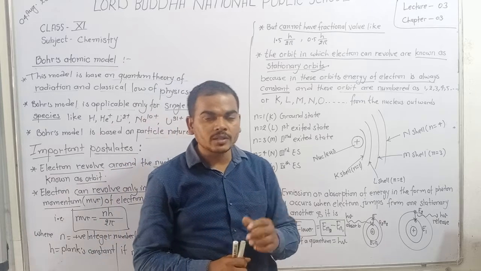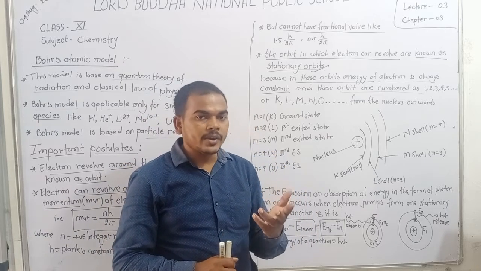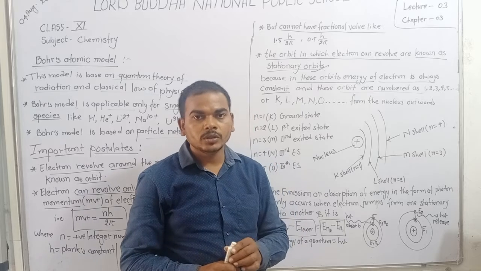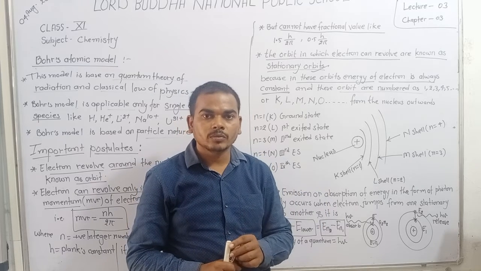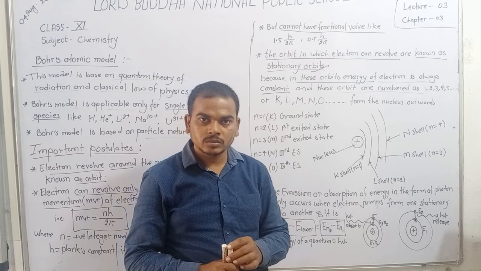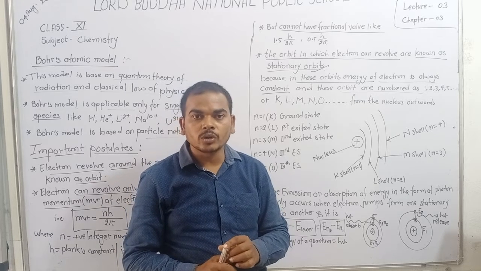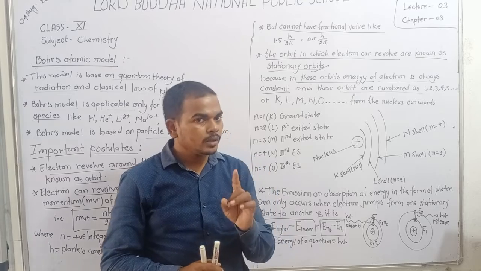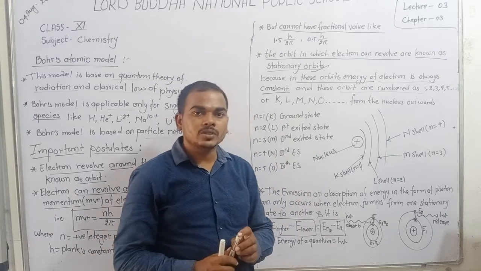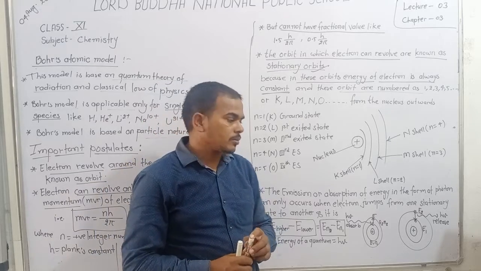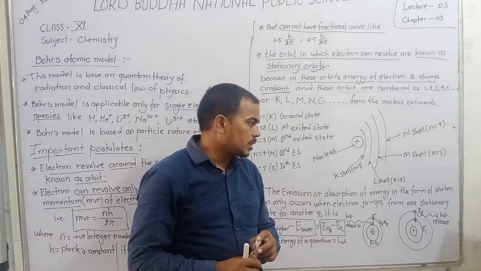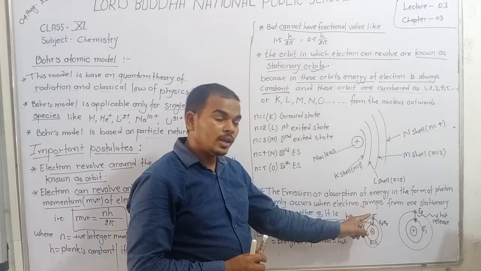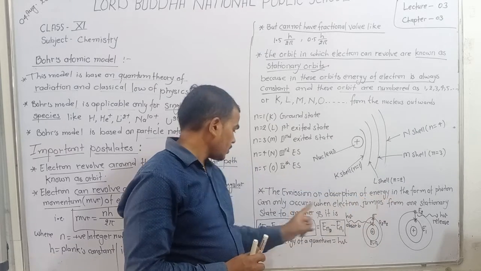Dear student, according to Rutherford's model, when we apply Maxwell's concept on the Rutherford model, it says that when electrons revolve in the circular path of the atom, they lose their energy and go closer and closer to the nucleus, and the atom collapses. But Bohr does not accept this postulate. Bohr says that the emission or absorption of energy in the form of photon can only occur when an electron jumps from one stationary orbit to another.